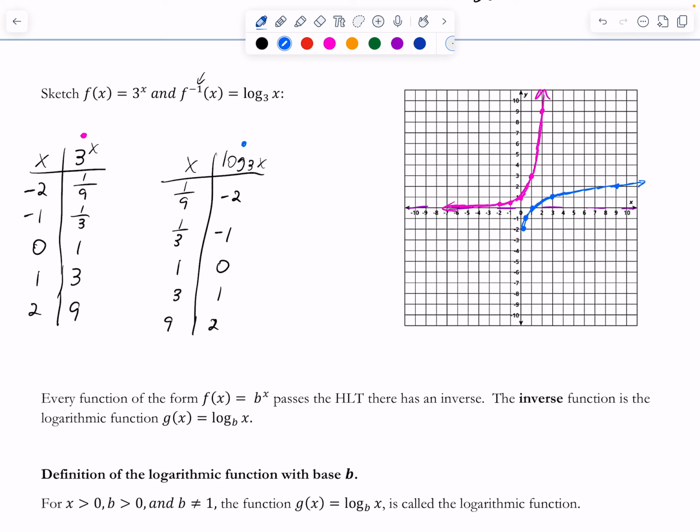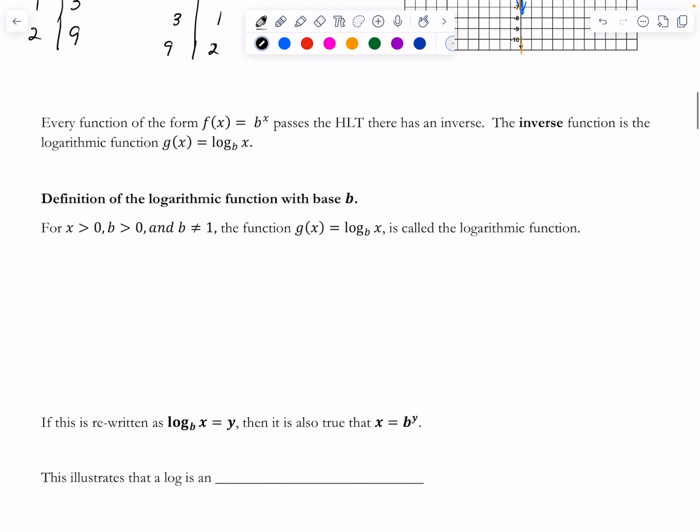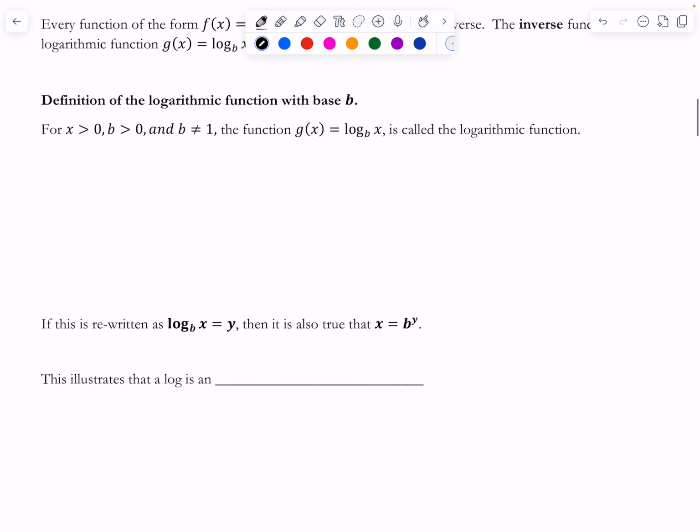And this one is not going to cross the y-axis because of that vertical asymptote at x = 0. All right, and you can see that these are inverses of each other. They're reflections over that line y = x. All right, and that understanding is going to help us graph these logarithmic functions.